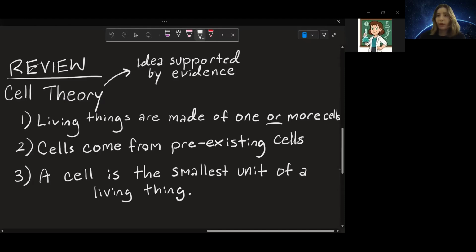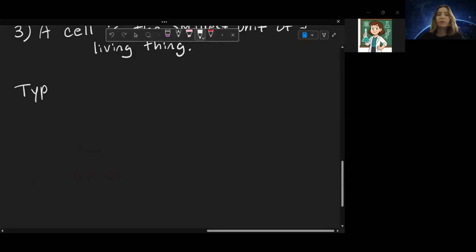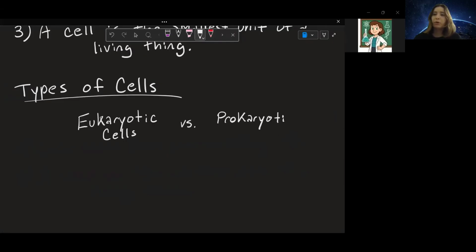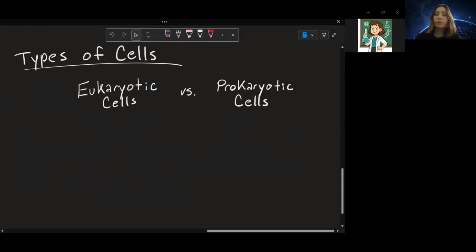Now that we know all of that, we know the three tenets of cell theory, we're going to start talking about types of cells. Now, there's going to be two different types of cells possible. There's what we call eukaryotes, or eukaryotic cells, but there's also another cell type called prokaryotic cells, or prokaryotes.